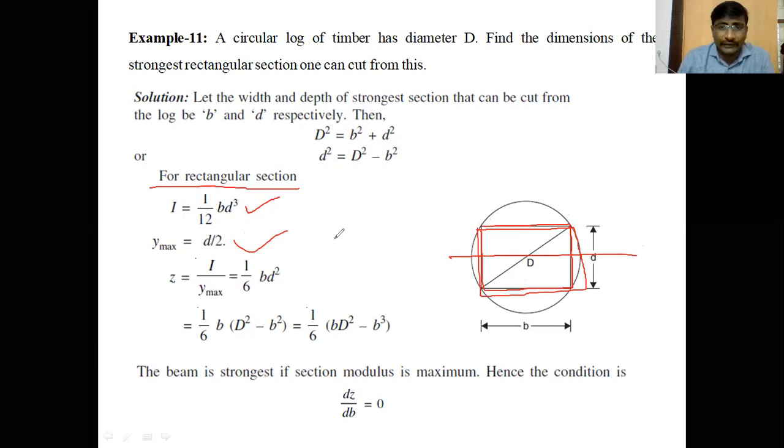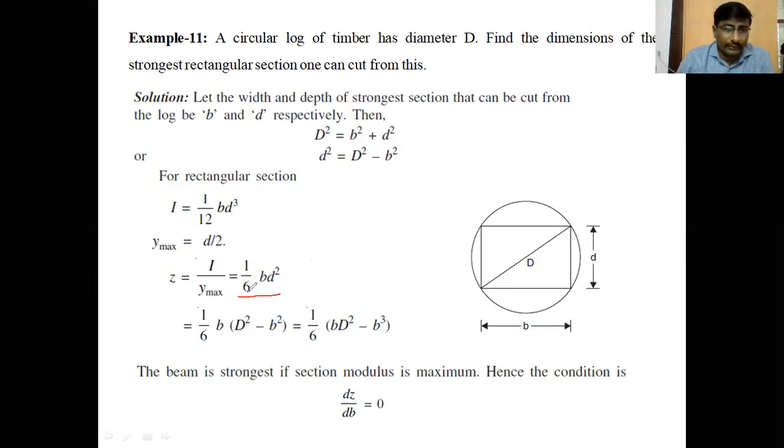It is half of the depth. Y maximum is the extreme layer from the neutral axis. This is half of the depth, that is d by 2. So therefore the section modulus for the rectangular section which is cut from the circular section is I by y maximum. After substitution of these two values in this equation, we get bd squared by 6 as the section modulus for the rectangular section.